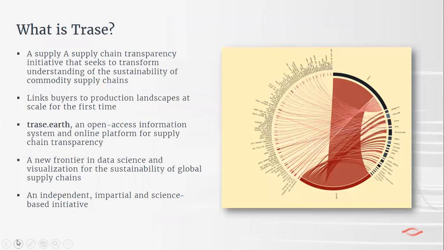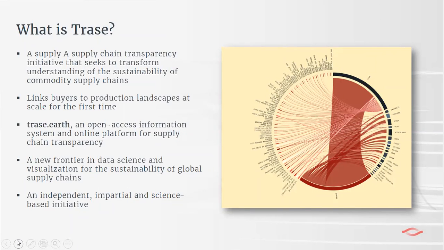Great, thank you, Hannah. So as Hannah said, Trase is a joint initiative between Stockholm Environment Institute and Global Canopy that was first launched in 2015. It's funded by governments and philanthropic foundations, so in particular the Norwegian government and the Moore Foundation, which is based in the US.